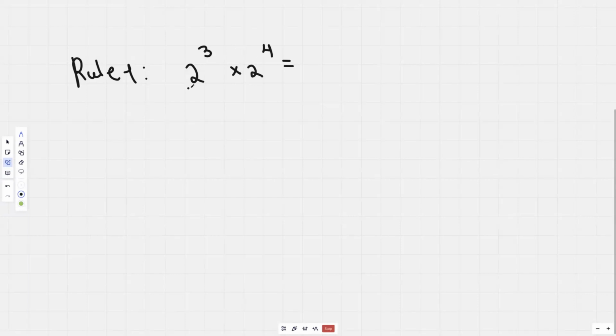So the base is 2 here. The base is the same, 2 and 2 will stay as they are, and then add the powers. The first power is 3 and the second is 4. So 3 plus 4 is equal to 7, giving 2 to the power of 7.